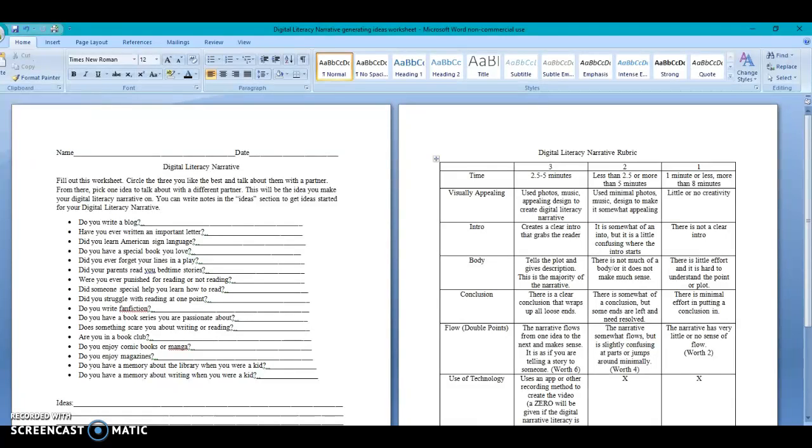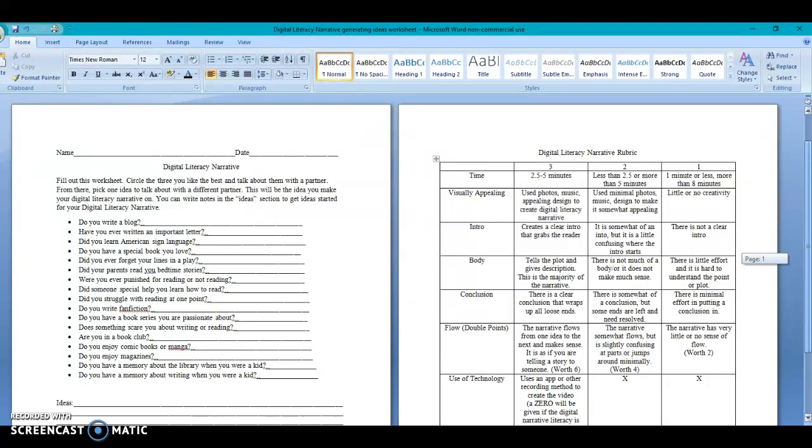You'll go through and answer all these questions, and once you have them answered, you'll find a partner, and you'll pick 3 of these to talk about with your partner. And you can also take little notes at the bottom in your idea section. Once you're done talking with your partner, you'll find a new partner and pick one of those ideas that you like the best and talk about that one. And that'll be the one that you'll pick for your digital literacy narrative project.